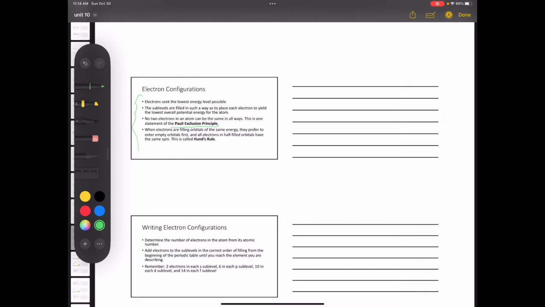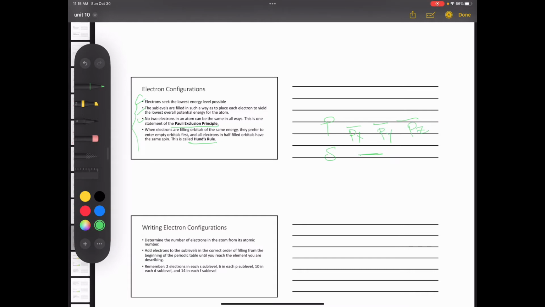When electrons are filling orbitals of the same energy, they prefer to enter the empty orbitals first, and all electrons in half-filled orbitals have the same spin. This is called Hund's rule. This probably does not apply to the s sublevel, because the s sublevel has only one orbital. But it matters when you're talking about the p sublevel, which has three different orbitals, the px, py, pz.